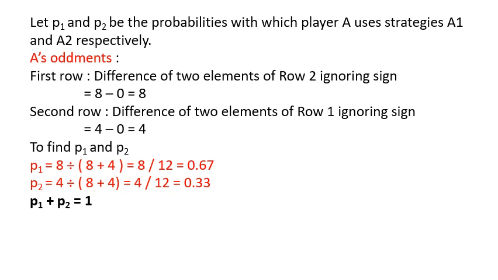Let P1 and P2 be the probabilities with which player A uses strategy A1 and A2 respectively. Similarly, you find out the oddments for player A. The oddment for the first row will be the difference of the two elements of row 2 ignoring the sign, which is equal to 8. Similarly, the oddment for the second row will be the difference of the two elements of row 1 ignoring the sign. Finding P1 and P2, we get P1 equal to 8 divided by 8 plus 4, that is 8 by 12, which comes to around 0.67 if you convert it into decimals, rounded off. P2 will be equal to 4 by 12, that is 1 by 3, that is 0.33, and P1 plus P2 is equal to 1.